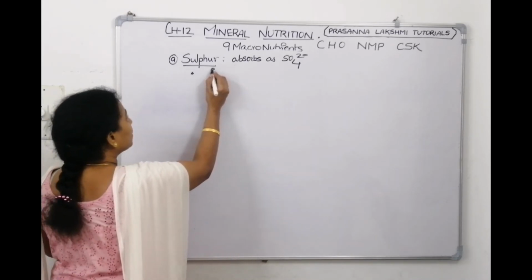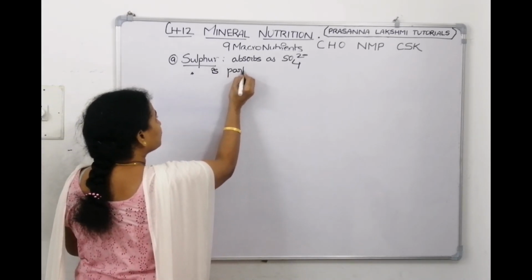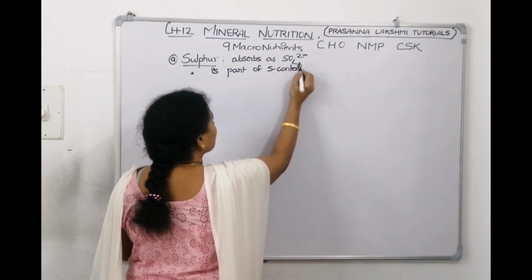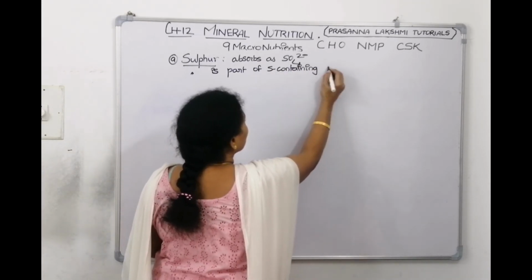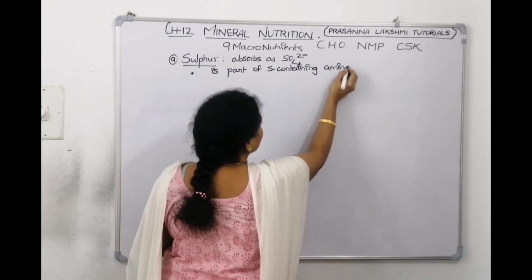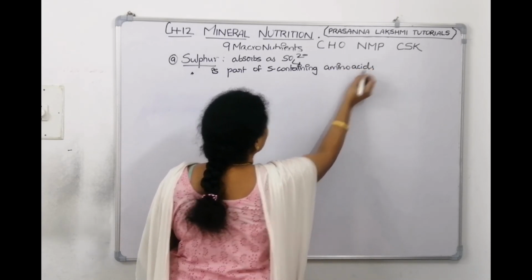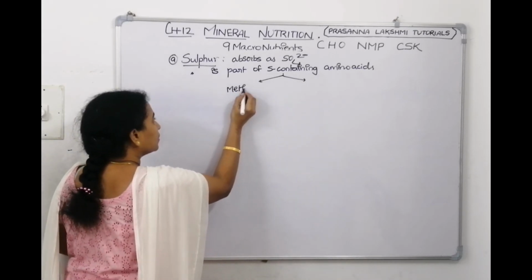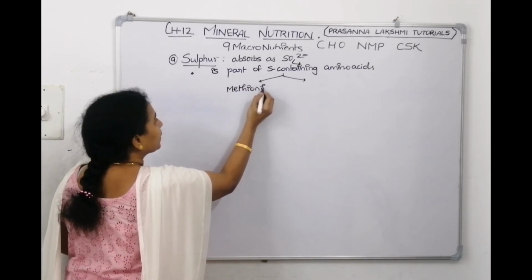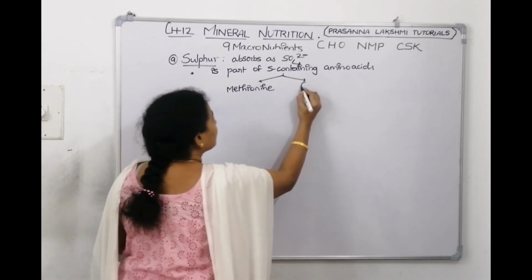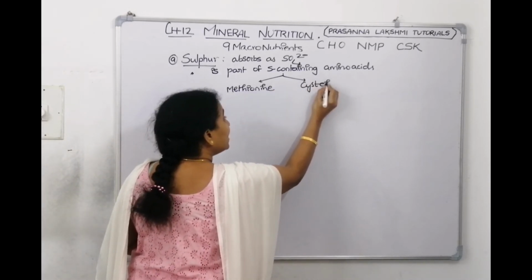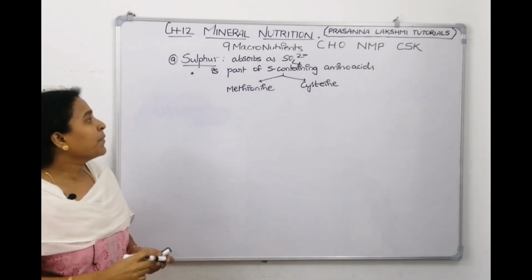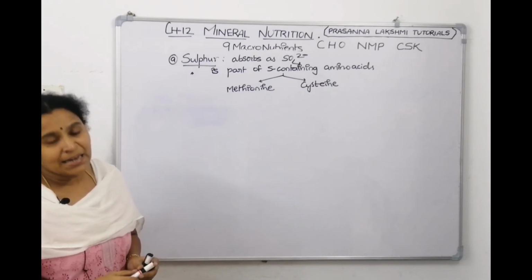So sulfur is part of sulfur containing amino acids. Now what are the names of sulfur containing amino acids? One is methionine, the other one is cysteine. Okay. Now, methionine and cysteine.